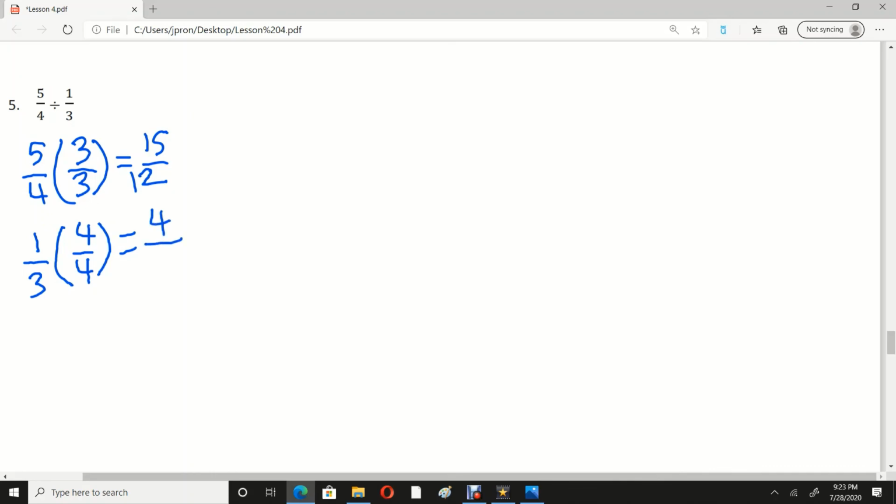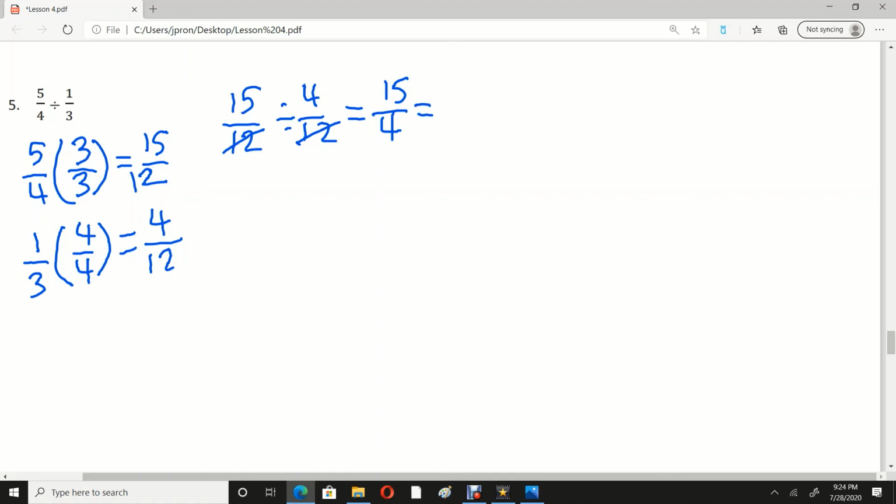And then 4 times 1 is 4. 3 times 4 is 12. 4/12 is equal to 1/3. And now we have common denominators. We're going to replace them back in the same order. Dividend is 5/4 or 15/12. And we're going to divide that by the divisor, 1/3 or 4/12. Now we can factor out our denominators and just divide our numerators. 15 divided by 4, or 15 over 4.